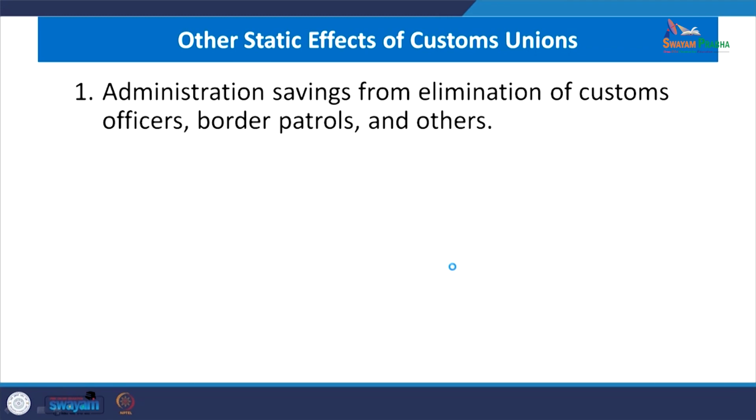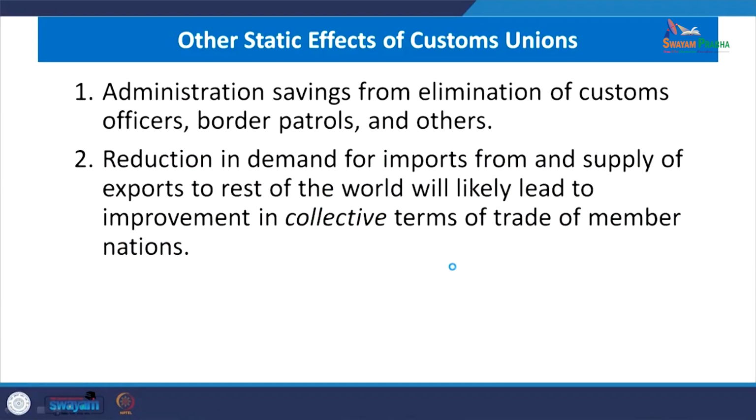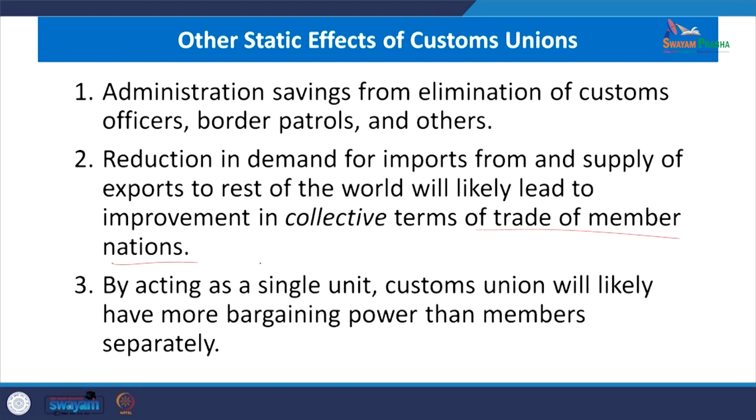Similarly, some other static effects of a customs union are administrative savings from elimination of customs officers, border patrols and others. As I already mentioned, customs inspectors are not required, so this will also save costs. A reduction in demand for imports from, and supply of exports of, the rest of the world will likely lead to improvement in the collective terms of trade of member nations. So, collective terms of trade are expected to be improved because of their collective bargaining power.